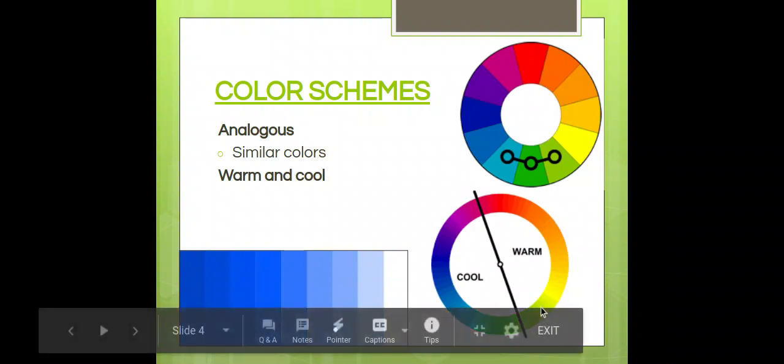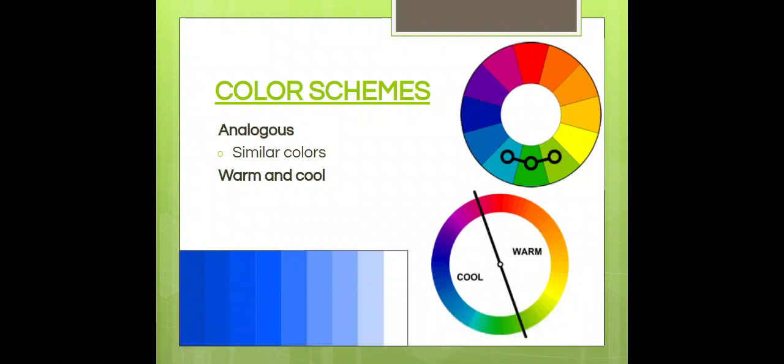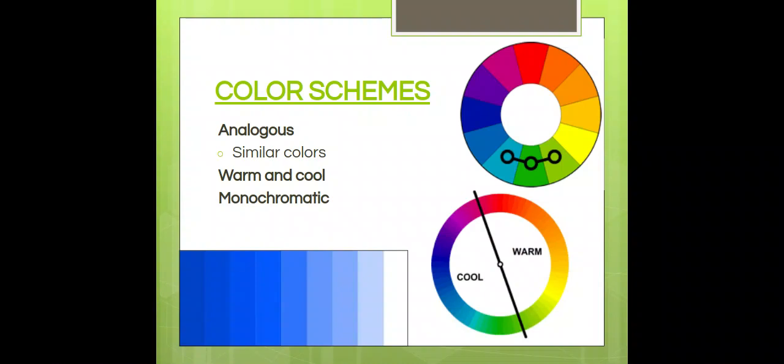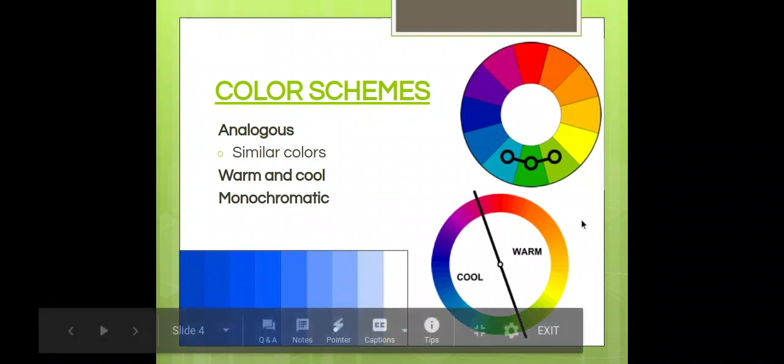Warm and cool, so we can divide our color wheel in half, where we talk about the warm colors that create in us a sense of warmth or heat or action, and the cool colors, which tend to make us feel calm. Monochromatic. Monochromatic is a color scheme that uses all of the tints and shades of a single color, all of the light to dark color versions of that color by adding white or black to that color.